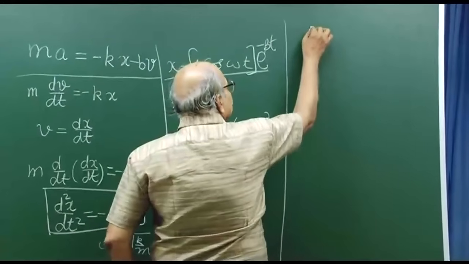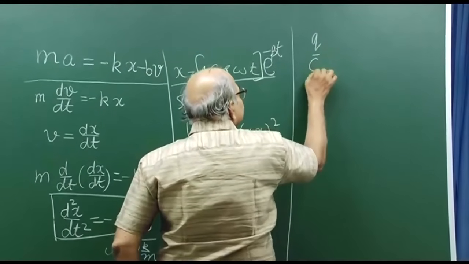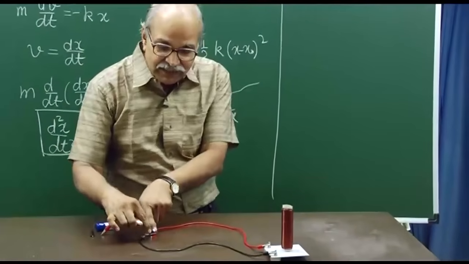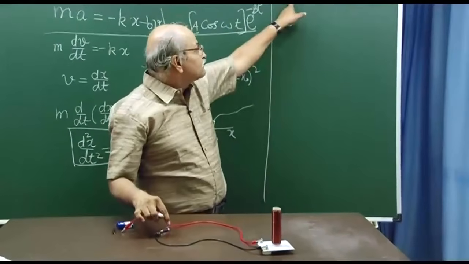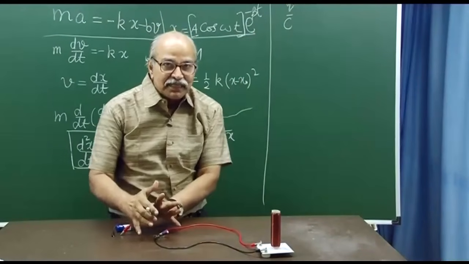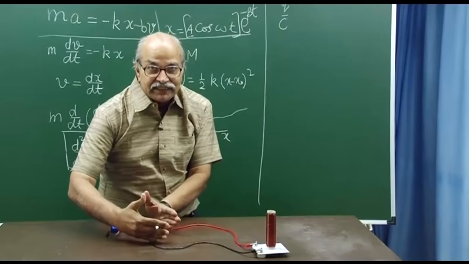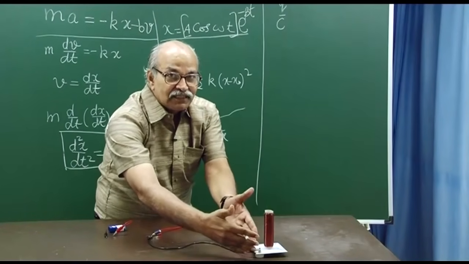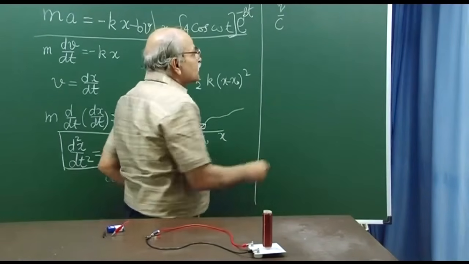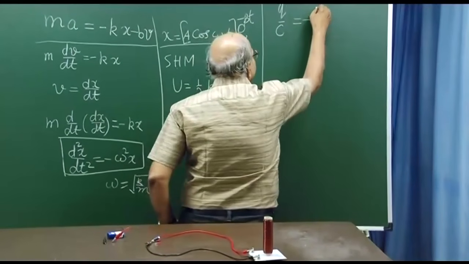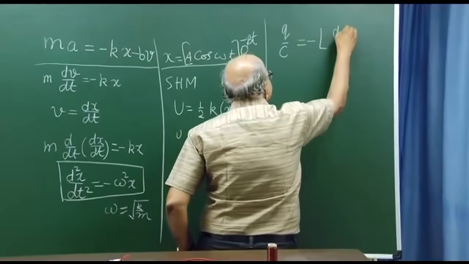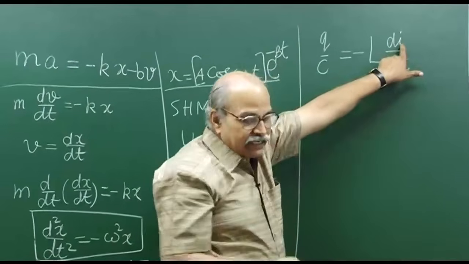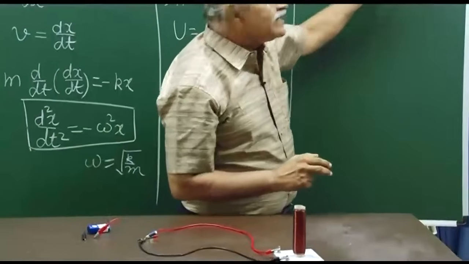this Q by C. What is that Q by C? Q is the charge on this capacitor, Q as a function of time, and C is the capacitance. So this is the voltage at the ends of the capacitor, and the corresponding part on this solenoid, which is connected, will be minus some constant times di dt. What is this I? This is the current here, and what is di dt?